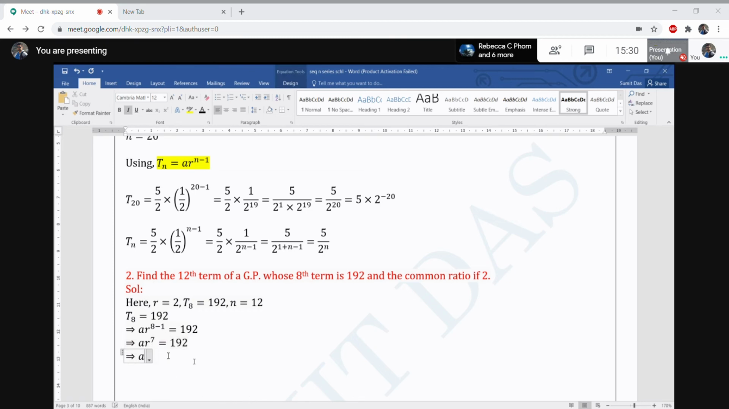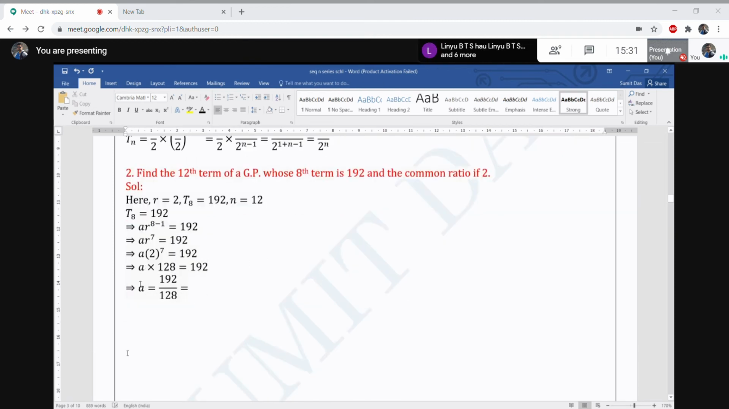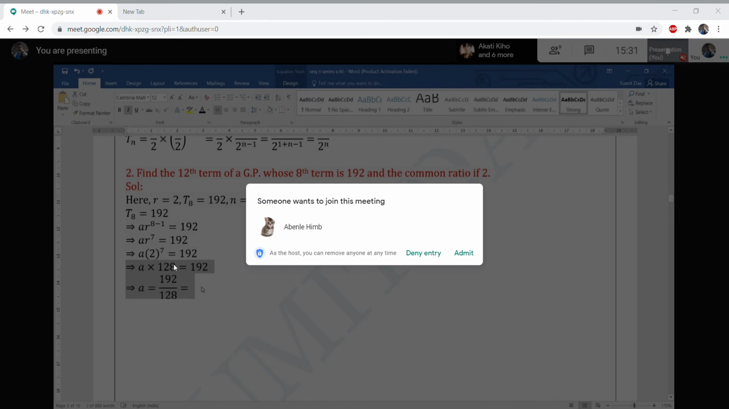What is the value of r? We know the value of r we got: a times 2 to the power 7 is equal to 192. So a equal to 192 divided by 2 to the power 7, which is 128. Let me check: 2 to the power 5 is 32, then 64, yes 128. So a equals 192 divided by 128, but we can keep it like this, better: a equal to 192 divided by 2 to the power 7, because in the next line we can cancel.